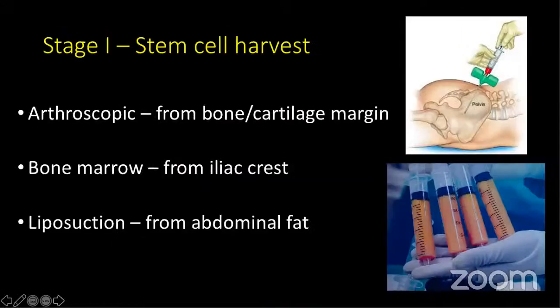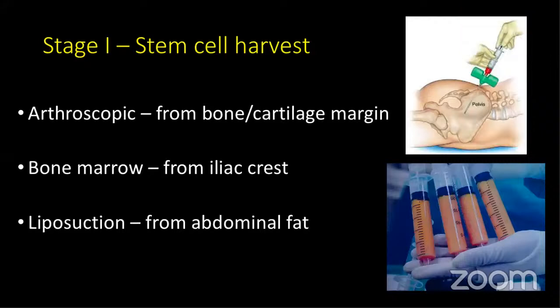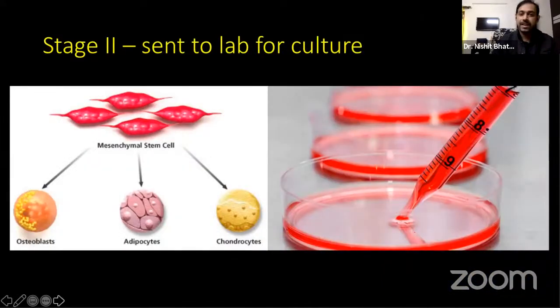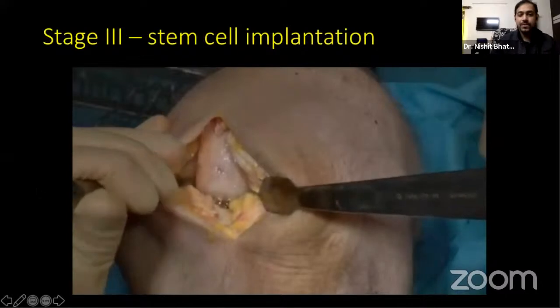So again, stage 1 of this procedure is stem cell harvest. The stem cells can be taken either arthroscopically from the bone cartilage margin, or they can be taken from the bone marrow, that is the iliac crest, or lately we have also started doing liposuction and taking stem cells from the abdominal fat. These are then sent to the lab for culture, and in the culture we isolate chondrocytes, which is what we want. And these chondrocytes are then over a period of 6 to 8 weeks multiplied to grow into an adequate number and then sent back to the surgeon. And then via an open surgery, we can put these back.